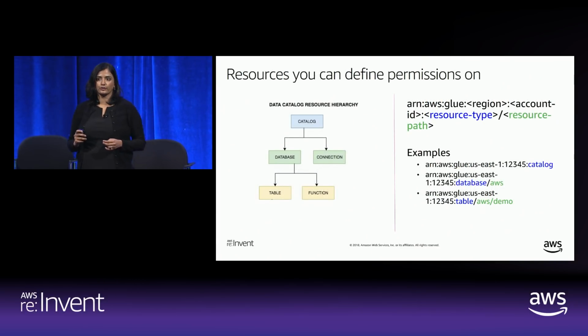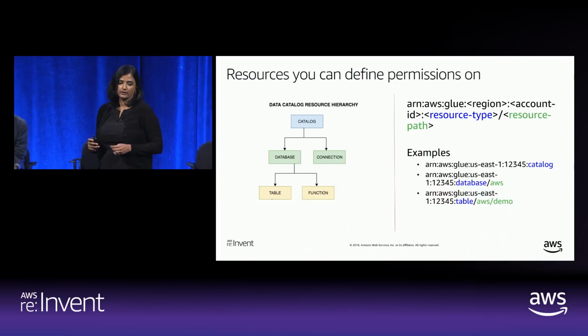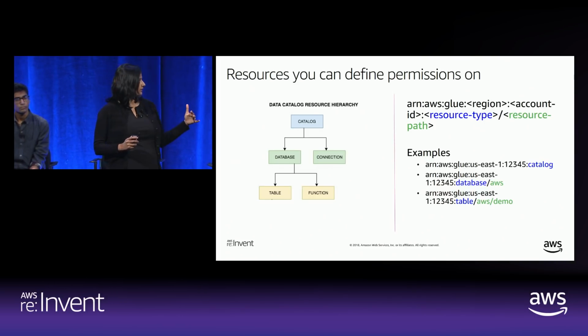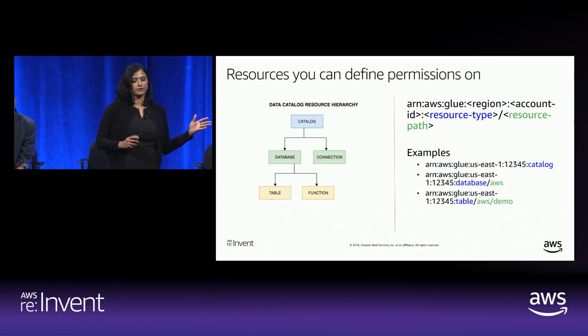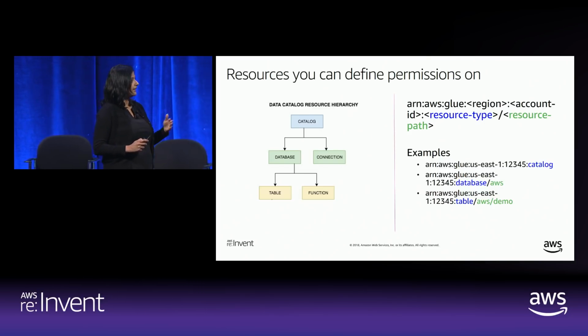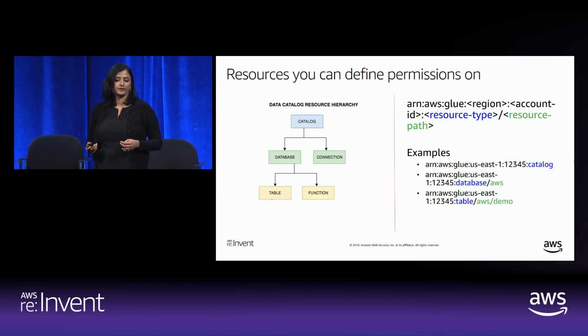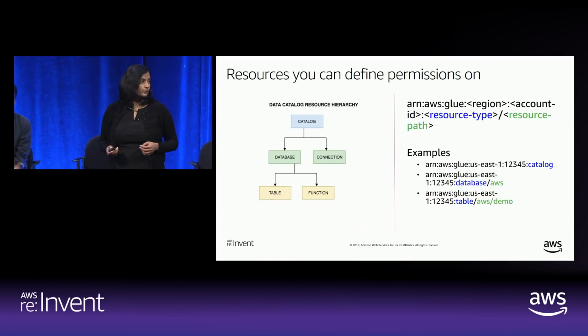These are the resources that you can define permissions on. You can define permissions at the catalog level, database, or table level. You can also define permissions to access the connections that you have defined, the JDBC connections in Glue, as well as the functions. And here are some examples of what a resource ARN would look like for these resources.